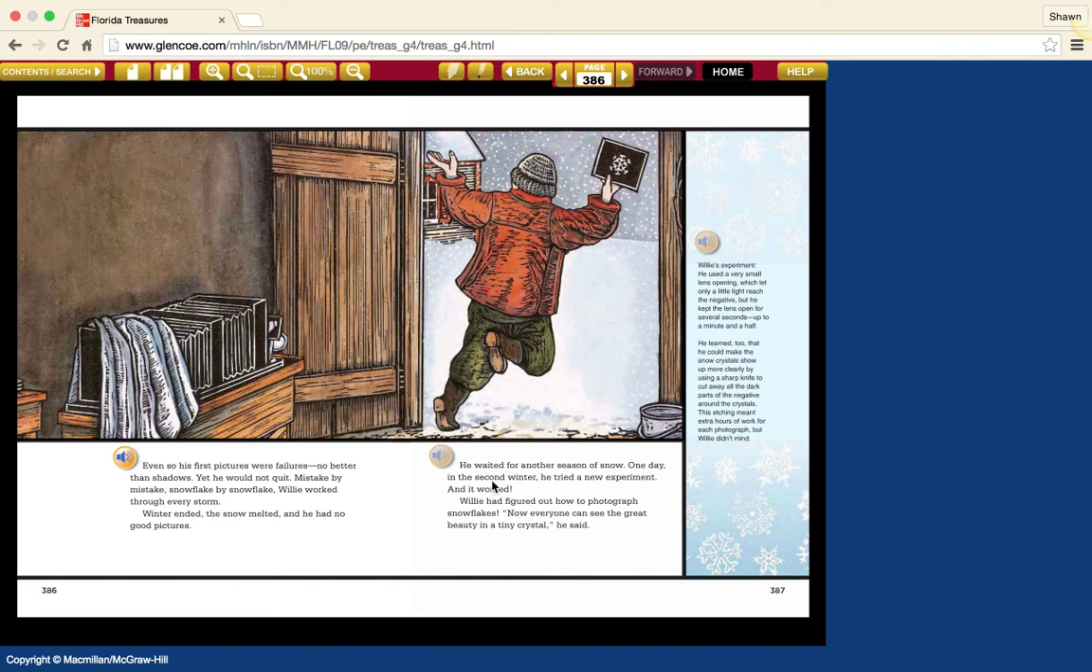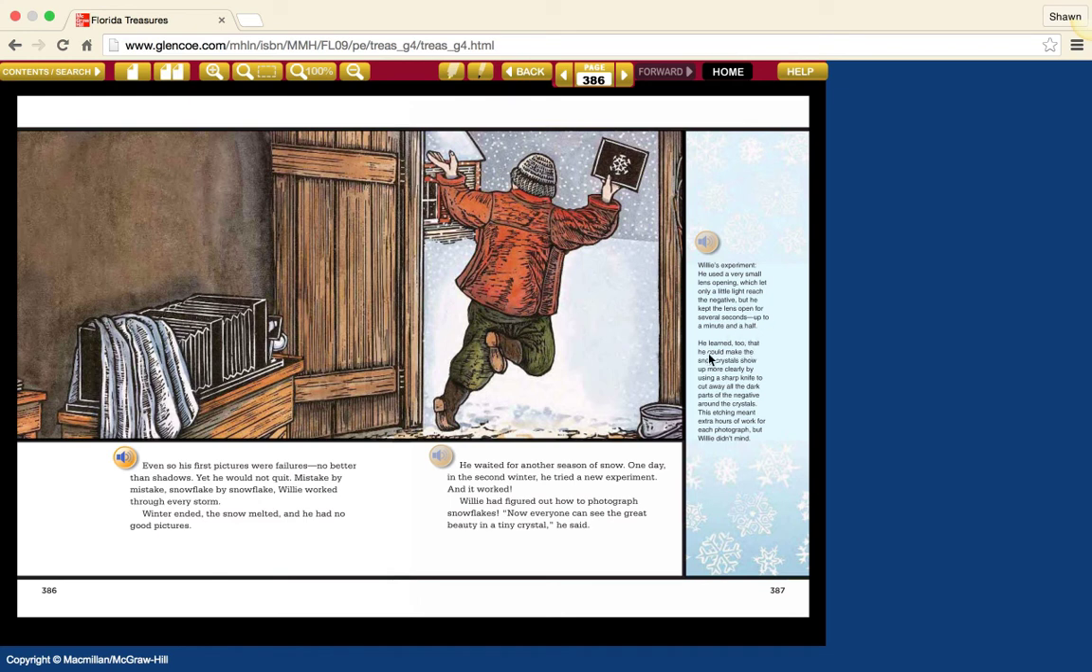One day, in the second winter, he tried a new experiment. And it worked! Willie had figured out how to photograph snowflakes. "Now everyone can see the great beauty in a tiny crystal," he said. This caption says, Willie's experiment. He used a very small lens opening, which let only a little light reach the negative, but he kept the lens open for several seconds, up to a minute and a half.